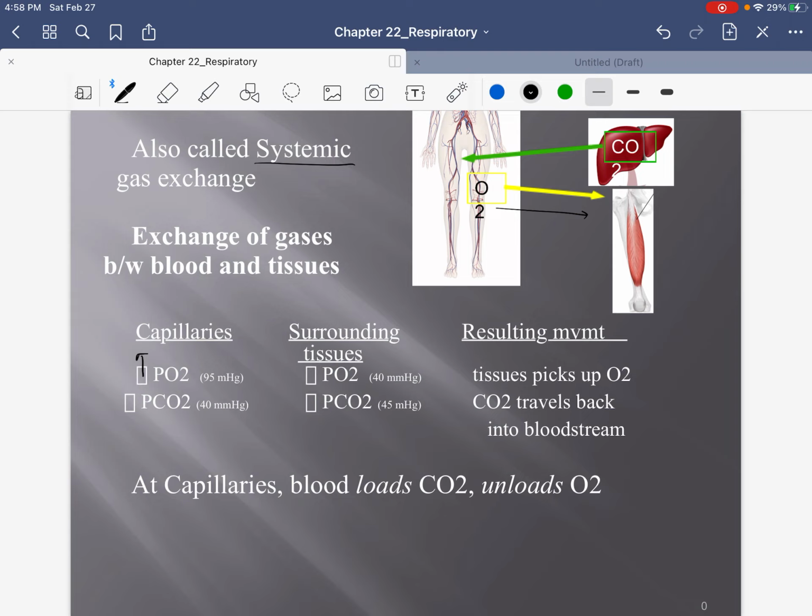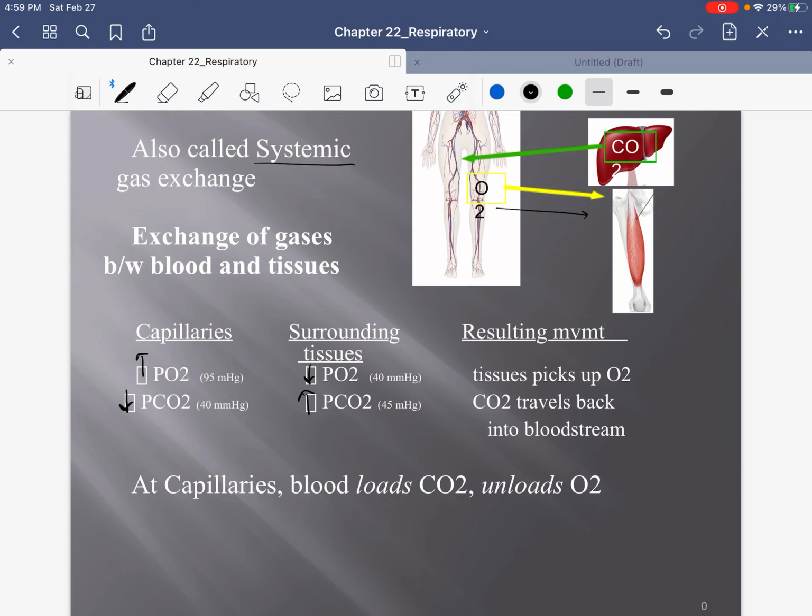Let me say that again. Oxygen moves from the blood into the tissues. Carbon dioxide moves from the tissues back into the blood. Carbon dioxide is going to benefit from a greater concentration gradient. The partial pressure of oxygen in the blood is 95 millimeters of mercury, versus in the surrounding tissues, it's 40 millimeters of mercury. On the other hand, the partial pressure of CO2 in the tissues is 45, and then the partial pressure of carbon dioxide in the blood is 40. Both have a concentration gradient, but the concentration gradient is greater for oxygen.